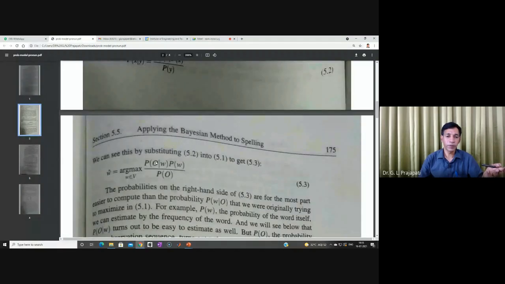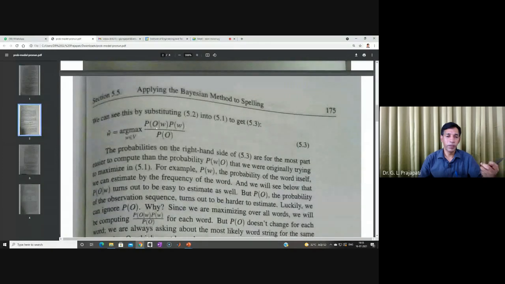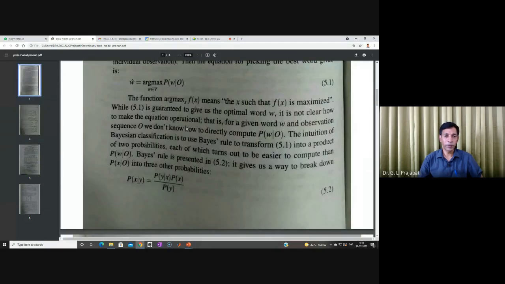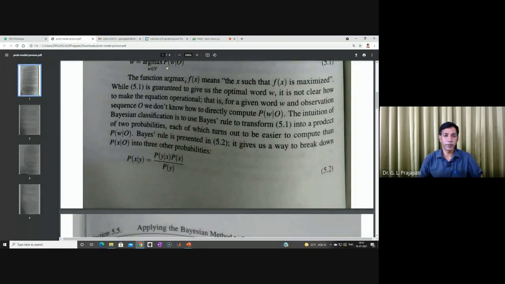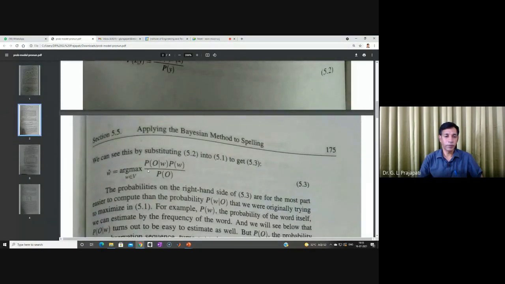This can be done by applying the Bayes rule. You can convert to this. Earlier we were interested in determining the most probable word given the observation. Now using the Bayes theorem, you have represented this: the probability of W given O can be written in terms of the probability of the observed sequence given the word.